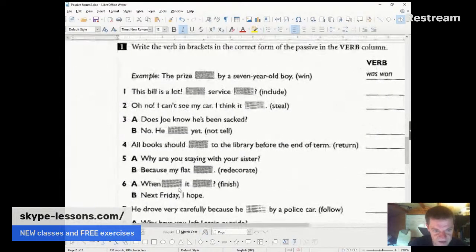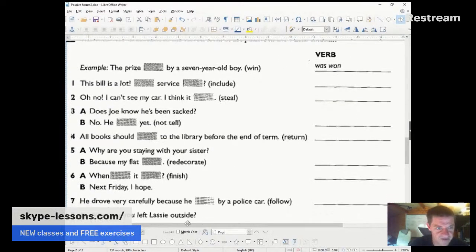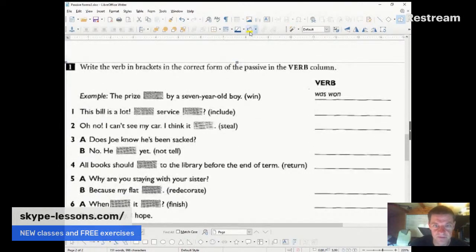God, what am I doing with this? We know we need the present perfect. I'll just keep it here. I seem to have problems putting that on.